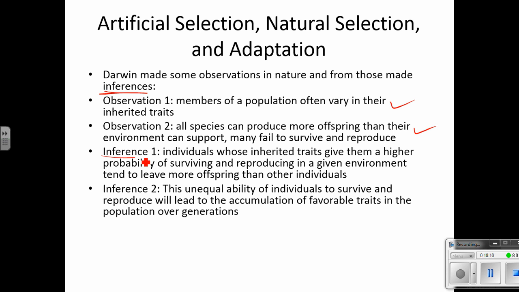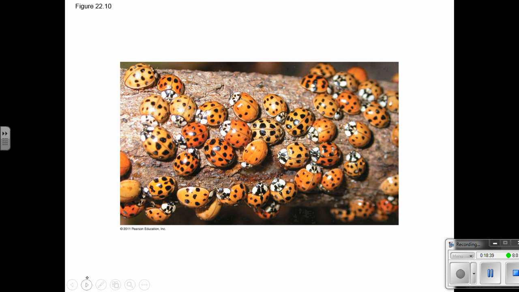Inference 1 he made is that individuals who inherited traits that give them a higher probability of surviving and reproducing in a given environment tend to leave more offspring than other individuals. Well, if they're leaving more offspring, they're passing on their particular traits. Inference 2, this unequal ability of individuals to survive and reproduce will lead to the accumulation of favorable traits in the population over generations. Not overnight, not in any one individual, over a period of generations. Lots of variety here. Genetic variation is something that has to exist in order for a population to evolve or change.